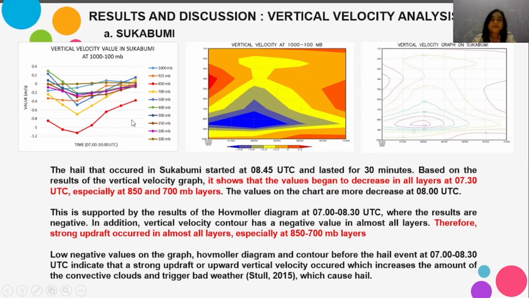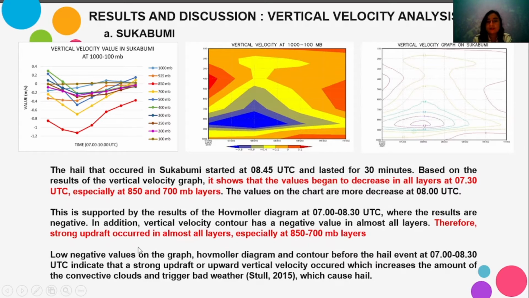The hail that occurred in Sukabumi started at 8:45 UTC and lasted for 30 minutes. Based on the vertical velocity graphs, the values began to decrease in all layers at 7:30 UTC, especially at the 850 to 700 millibar layers. Then the value decreased further at 8 UTC. This is supported by the Hofmüller diagram, where the results are negative. In addition, the vertical velocity contour has a negative value in almost all layers. Therefore, a strong updraft occurred at almost all layers, especially at the 850 to 700 millibar layers.